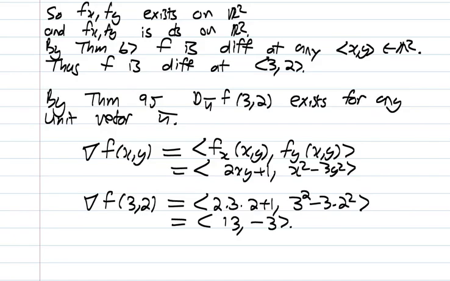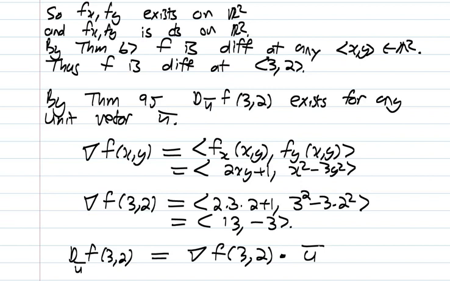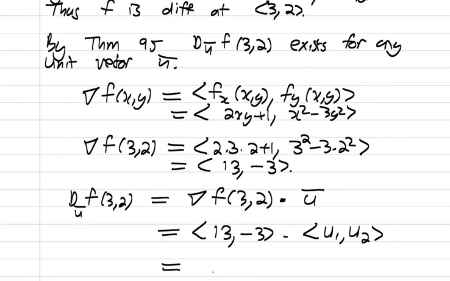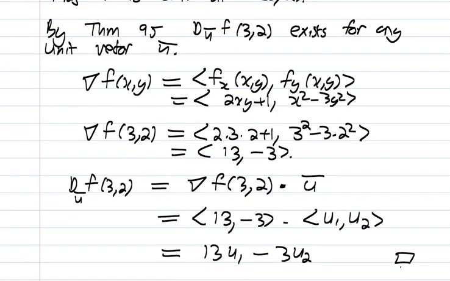Now we can say that the directional derivative of f at the point in the direction u is grad f dotted with the unit vector. See how easy it is now to work out a directional derivative. This vector we worked out is (13, -3), using the convention that this is a vector. The first component is u1, the second component is u2. And we know how to work out the dot product of two vectors in 2D: 13u1 minus 3u2. All right, that was pretty easy.